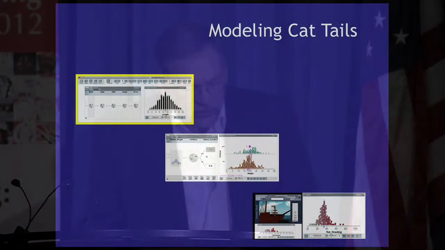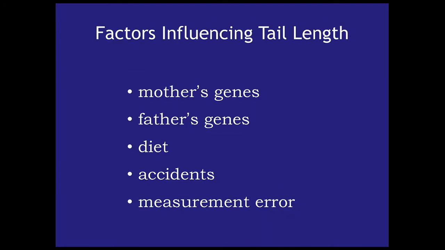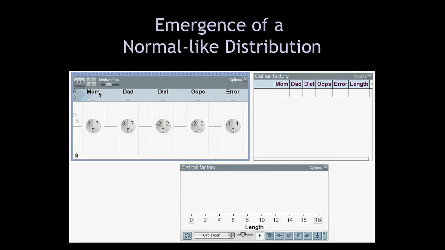So we were exploring with a group of fourth graders why cattails might vary in length. And as a group, we developed this list of factors that might influence tail length. And then we created a model with real spinners, but that I've implemented here in TinkerPlots, our data analysis and modeling tool. So a value is randomly drawn for each factor, and these values are then added together to give a tail length.